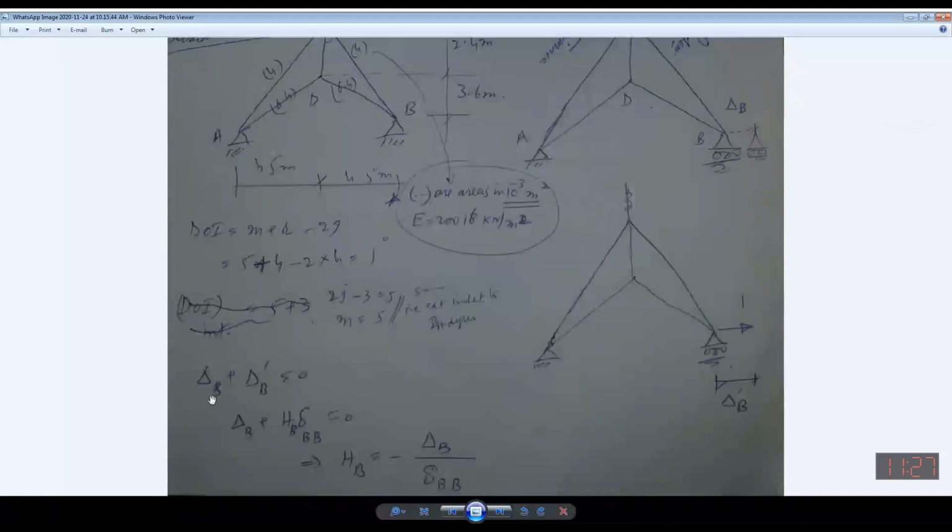So this is the equation to find out the horizontal reaction. Delta B will be same and delta dash BB will be equal to HB into delta BB, and the summation of these due to applied loading and due to HB must be 0. Summation of both the displacements should be 0.